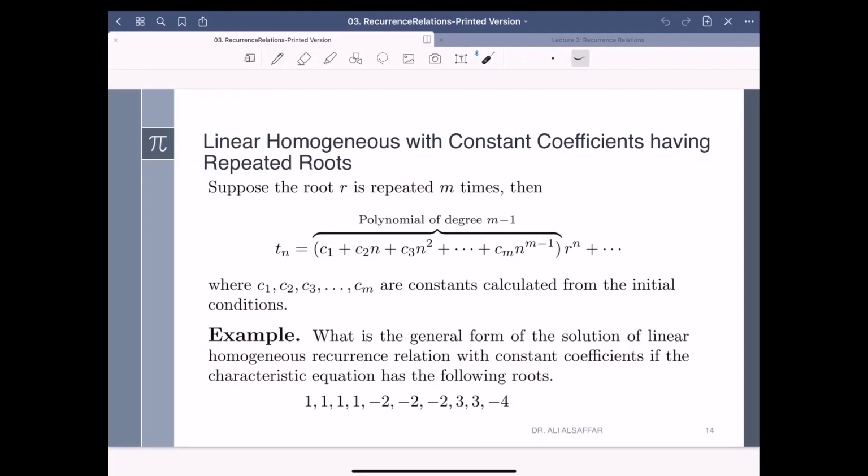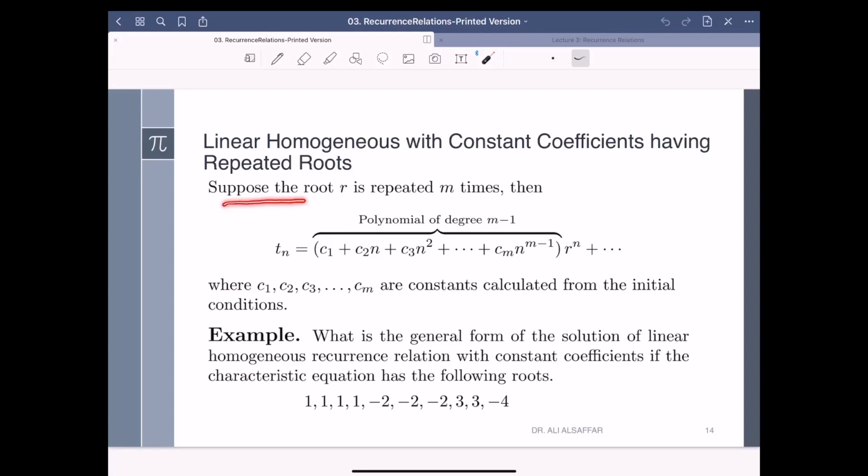In our previous examples, we assumed that the roots obtained from the characteristic equation were distinct. When we say distinct, it means no repeated roots. What if some of the roots are repeated? Then we need to make a slight change to the general solution.